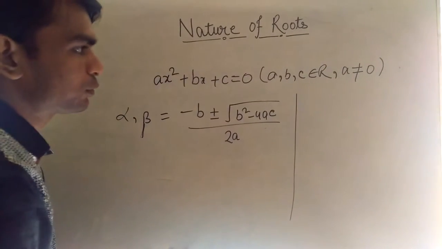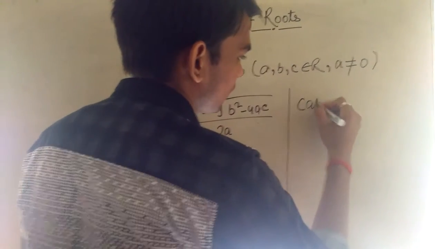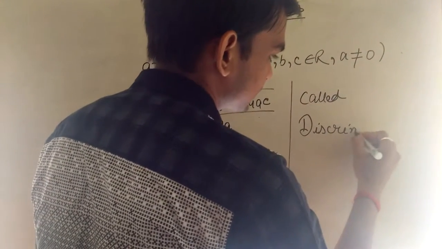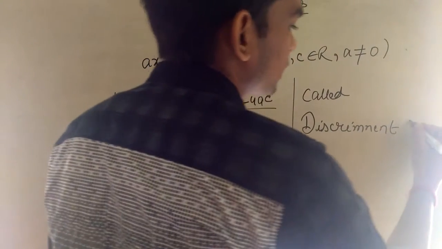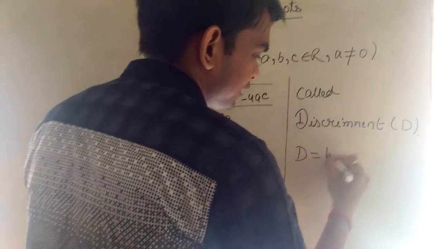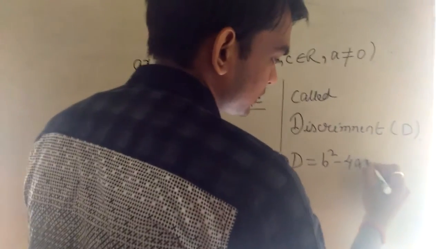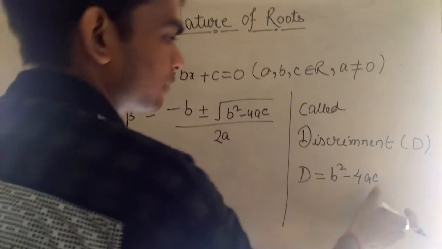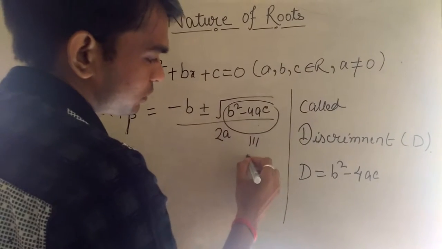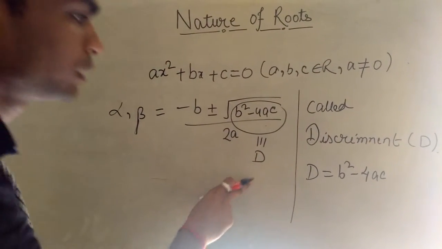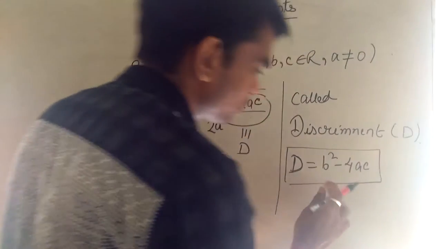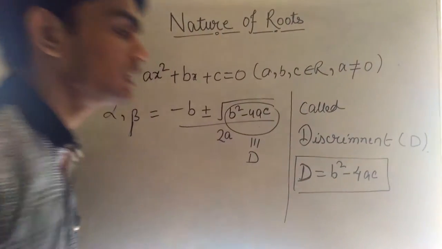For finding out the nature of the roots, one term is defined, called the discriminant. It is denoted by D, and D is equal to b square minus 4ac. So here we know what a, b and c are. So for finding out the nature of the roots, first of all we have to find the value of b square minus 4ac, that is, D.